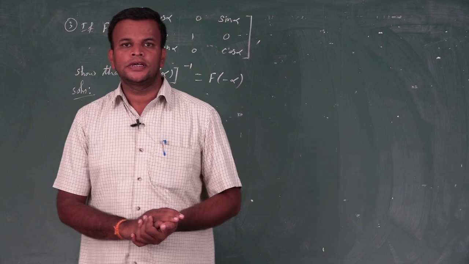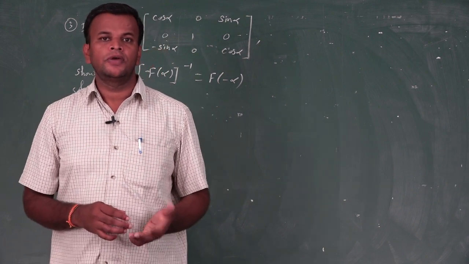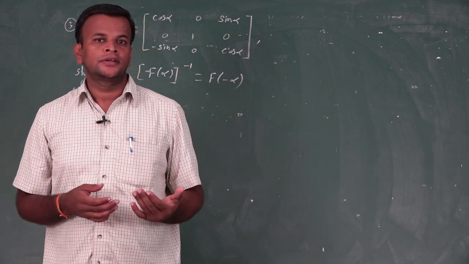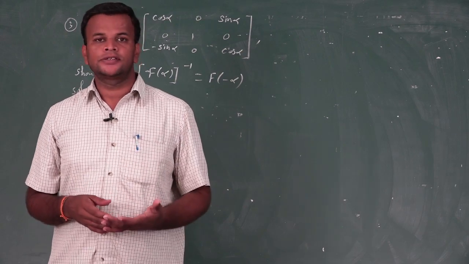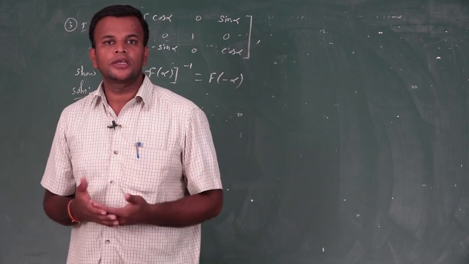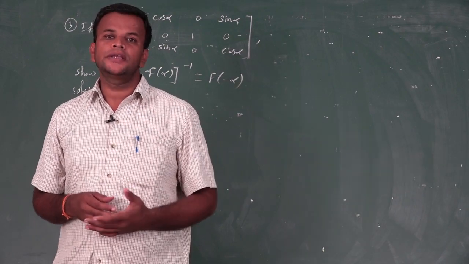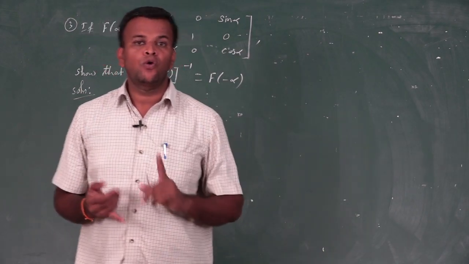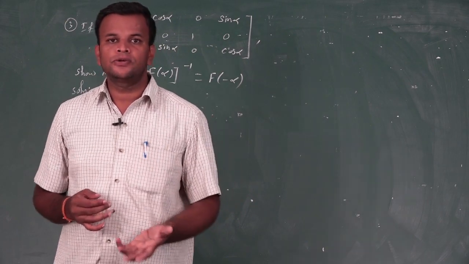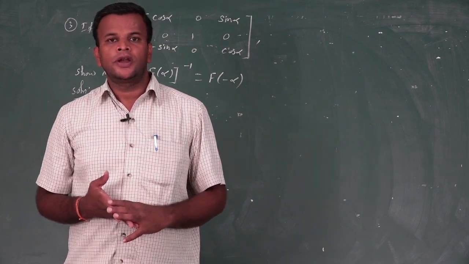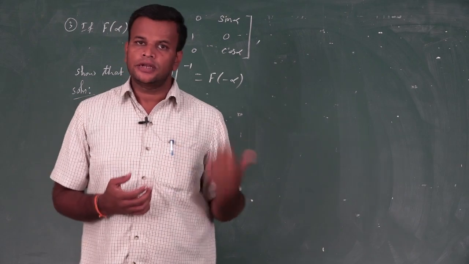Good morning students. In the previous video, we already saw how to find the adjoint of a 3 by 3 matrix and what the working rule is. To find the adjoint of any 3 by 3 matrix, first we find the cofactor matrix, whose transpose is called the adjoint. Now in this video, we continue with the remaining sums.